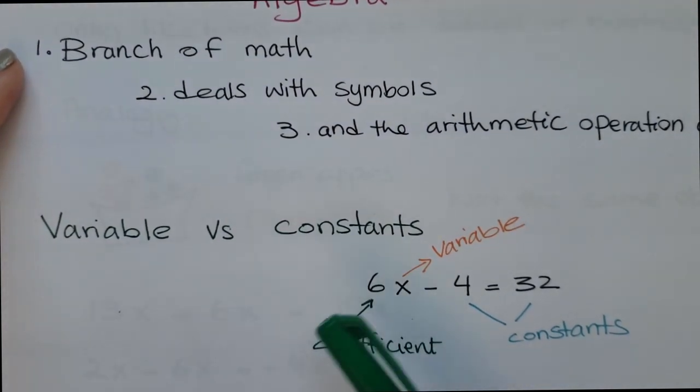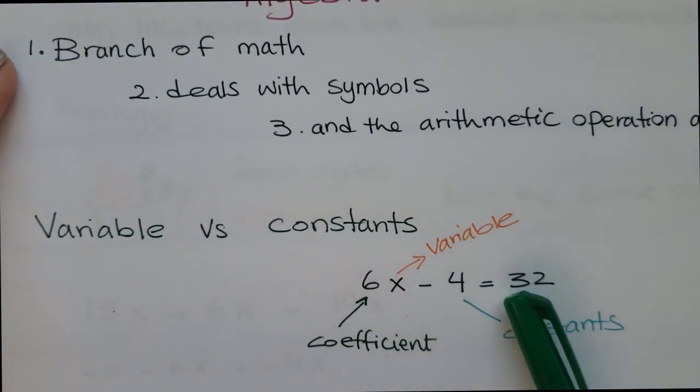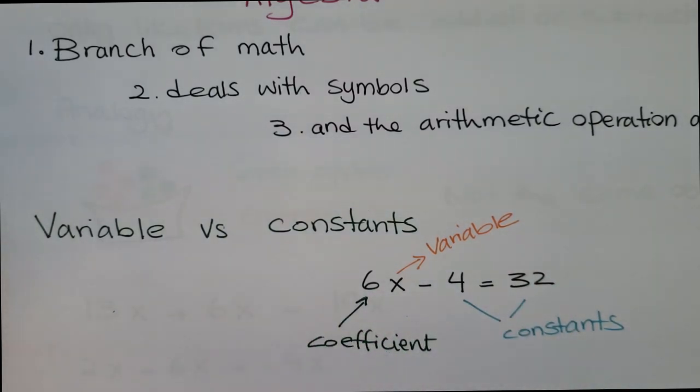So let's say here 6x minus 4 is equal to 32. This is an example of an algebraic expression. The constant number in front of the letter is called the coefficient. The letter is a variable because its value is changing, it's not constant. The value could be 1 at some point, at another point 2, 3, or whatever.